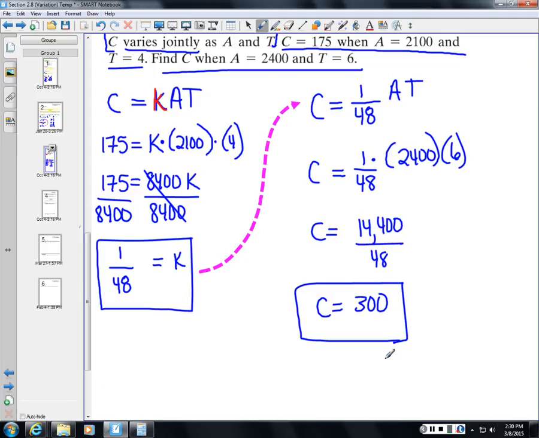Alright, so keep in mind that everything is going to depend upon how you get the problem set up and how you interpret the original problem. The rest of it's just going to be evaluating, plugging in the numbers that they give you, and then of course solving the equation, which is usually just going to be one step to get it solved. So make sure you pay attention to the wording. Look for varies directly, which is multiplication, varies directly with powers, varies jointly. All of those are just going to be multiplication, and don't forget to put in your K.